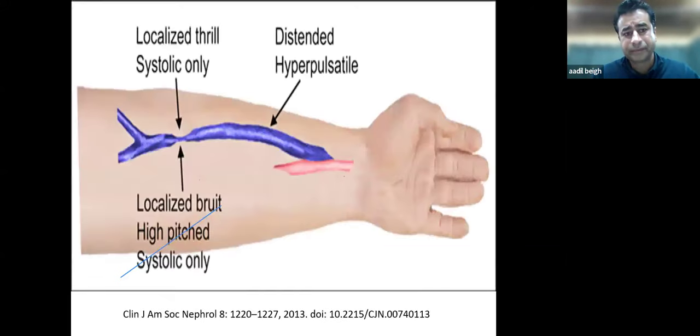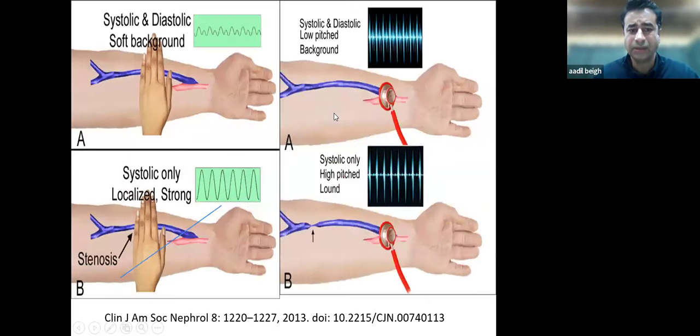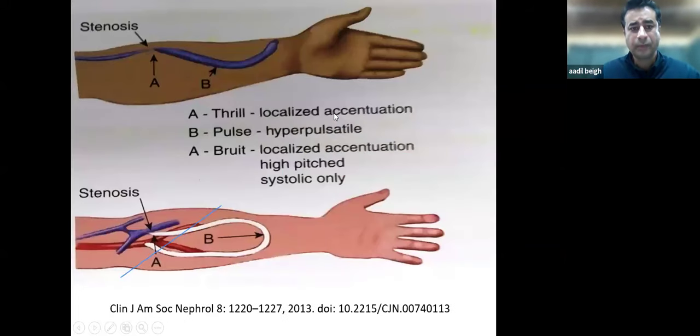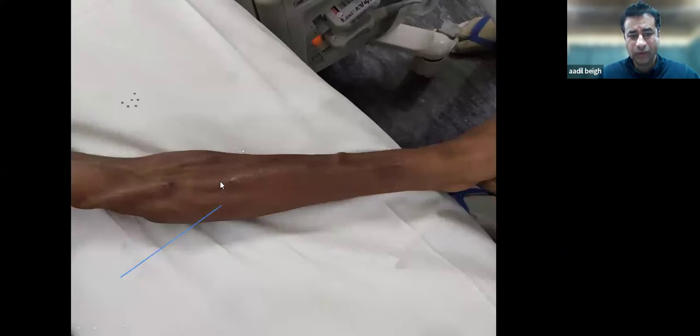It's like that. This is a hyperpulsatile segment. This looks like thrill. There's a systolic thrill only. Localized bruit, high pitch, systolic only. When it exceeds the diastolic pressure, there is a systolic thrill. When it exceeds the systolic pressure, there is no blood going there. There's a stasis of blood and there's a formation of thrombosis. Some patients have no segment here, only this thrombosed part.